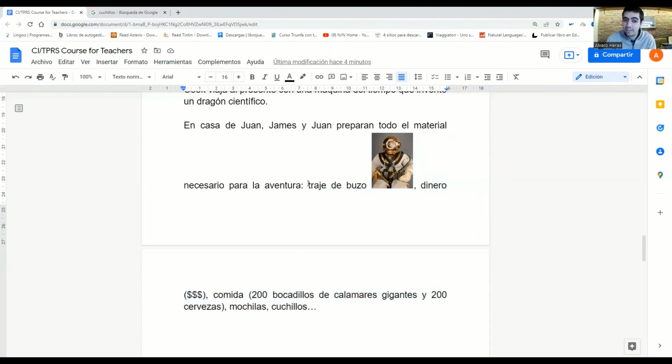So naturally, we need to talk about traje de buzo, which is not a super common word, right? But it's relevant in the story. Or dinero, you know what I mean? So I don't worry too much about using specific words, or that they need to learn this word. No, I like going with the flow, because naturally the most common words are going to come up naturally, right? Because that's how we communicate, you know?